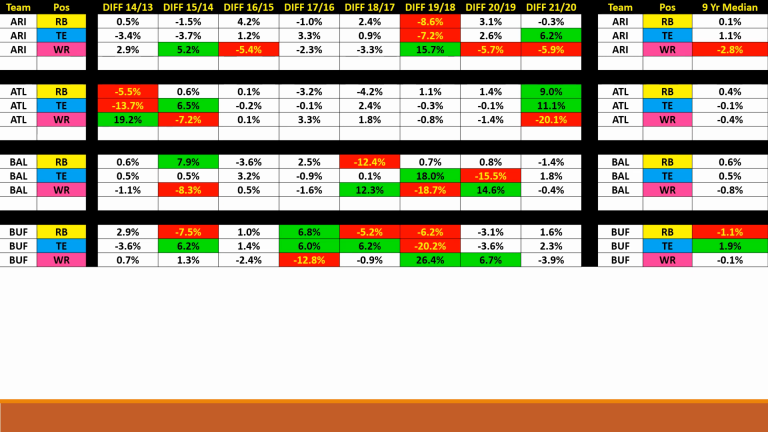Buffalo, of course, in the last 9 years have had some running back issues, so that's not good as far as targets. Tight ends +2, and wide receivers really haven't changed much.